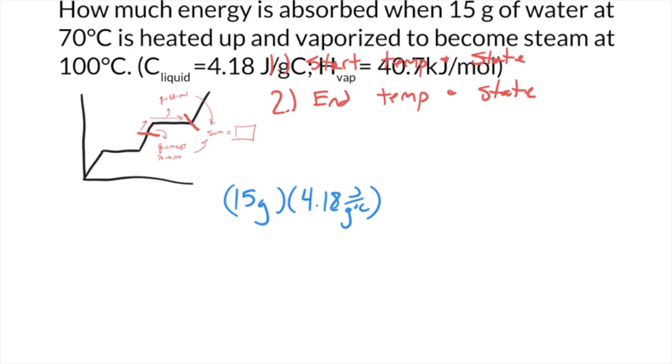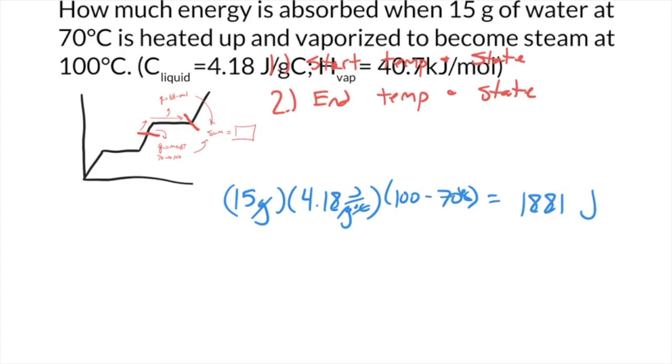So 15 grams times 4.18 times the temperature change. Now it goes to 100, which is my final, minus 70. In other words, it's a 30-degree temperature change. Now I hit equals here and figure out how many joules of energy are going to be absorbed, because grams cancel, degrees Celsius cancel, and the only thing left is joules. So this first step represents the energy that is added to the water to heat it up.